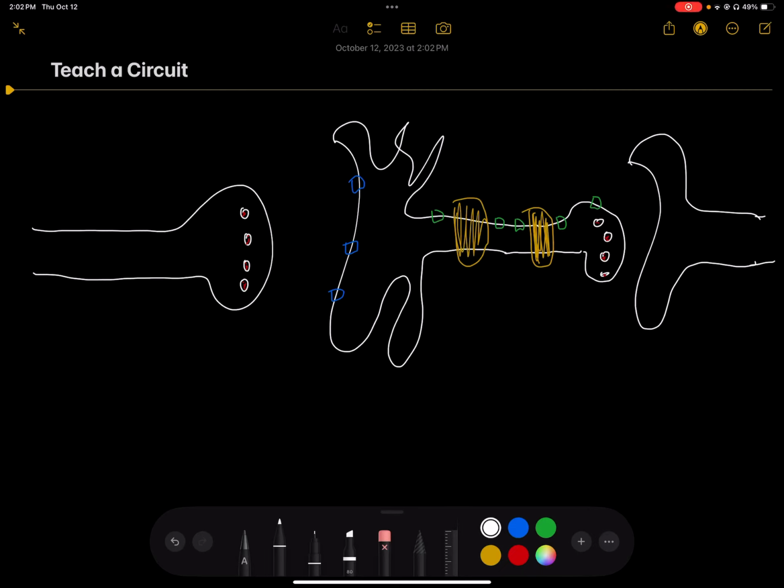Hello, today we'll be discussing two types of circuits. One's going to be an excitatory circuit and one's going to be inhibitory. So we'll start with the excitatory circuit here. To begin, we'll have three neurons here.